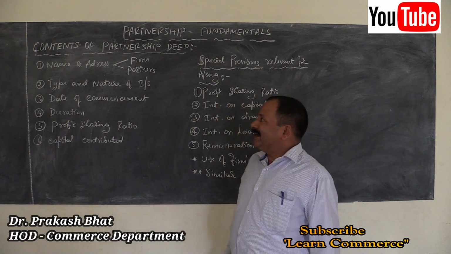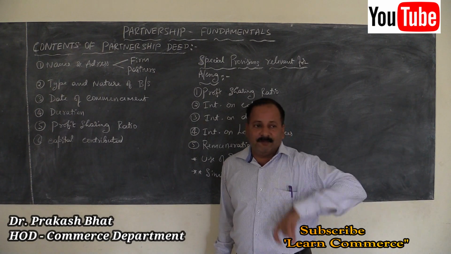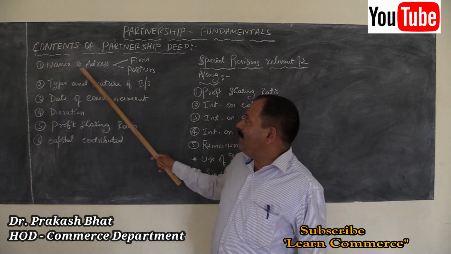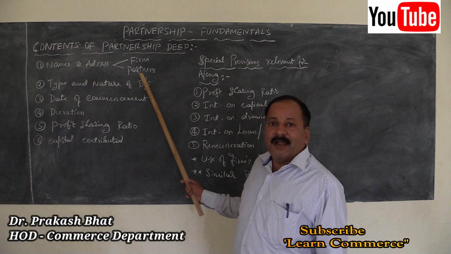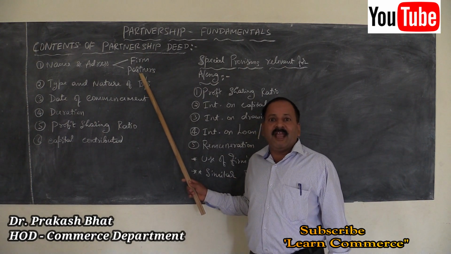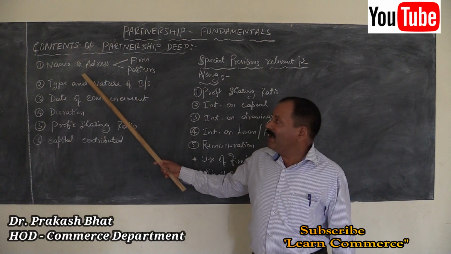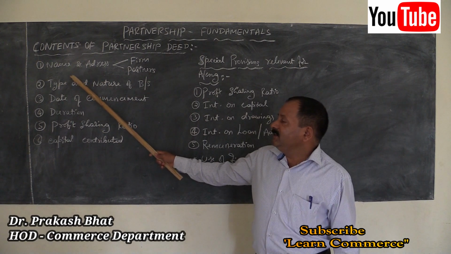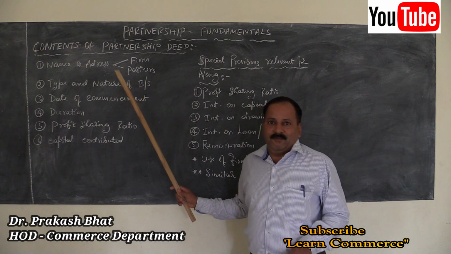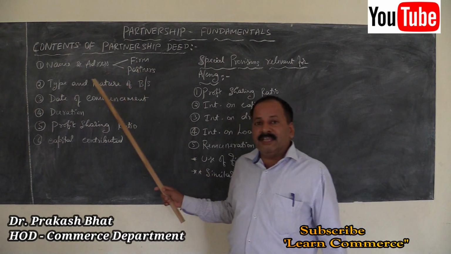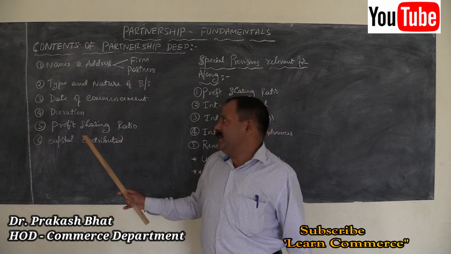Let us know the contents of partnership deed. What are the contents that are there in the partnership deed? First one is name and address of the firm, name and address of the partners. Suppose A, B and C are partners, then the name and address of A, B and C must be there, and the name and address of the firm, the firm name through which they are working as partners, should be mentioned in the partnership deed very clearly.